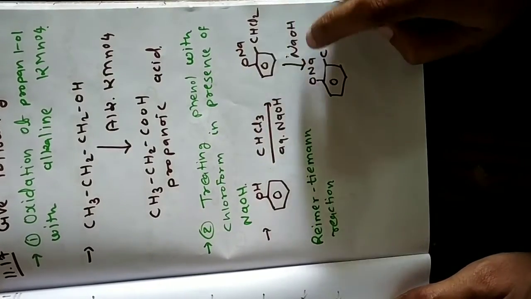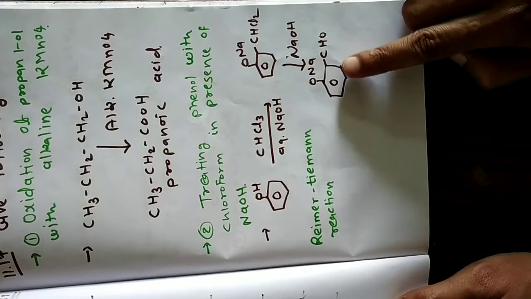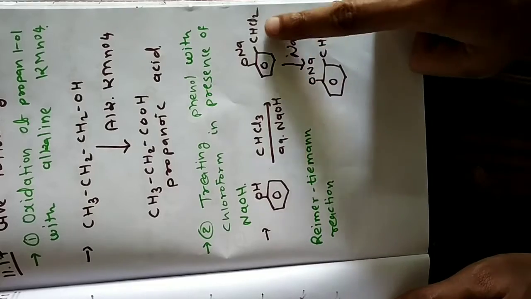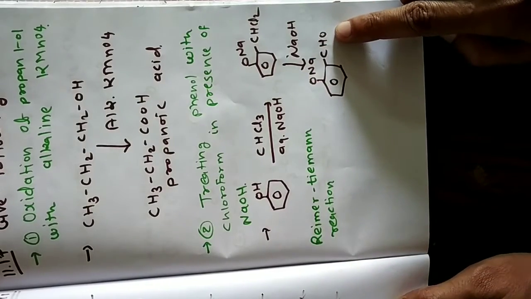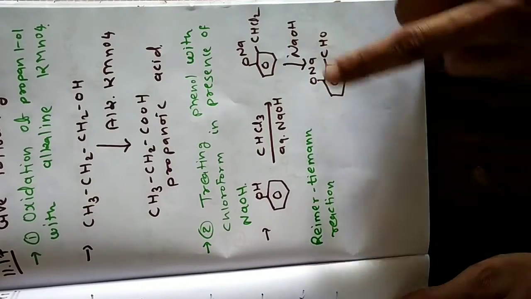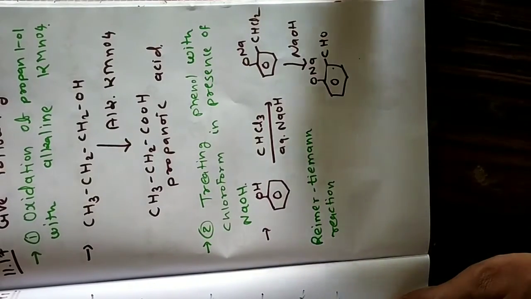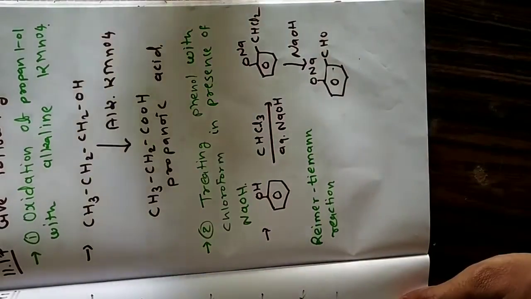Okay. When it reacts with NaOH, it will give you this compound. ONa remains as such. Instead of CHCl2, you have to write CHO, the aldehyde group. This one is our reaction, the Reimer-Tiemann reaction. In the Reimer-Tiemann reaction, one more step was there.